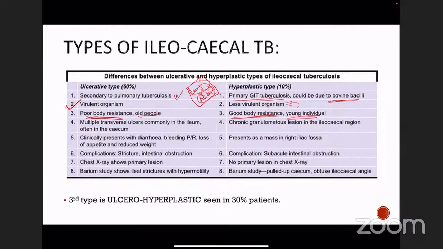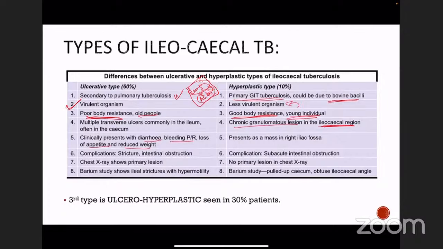As I have shown in the figure, the patient has multiple transversely placed ulcers, commonly in the ileum and often in the cecum. Whereas in this, chronic granulomatous lesions are present in the ileocecal region, right? This patient will present with diarrhea, bleeding PR, loss of appetite and reduced weight. As I have already explained with the figure, the patient will have diarrhea. I hope it is easy to remember now: diarrhea, bleeding PR, loss of appetite and reduced weight.